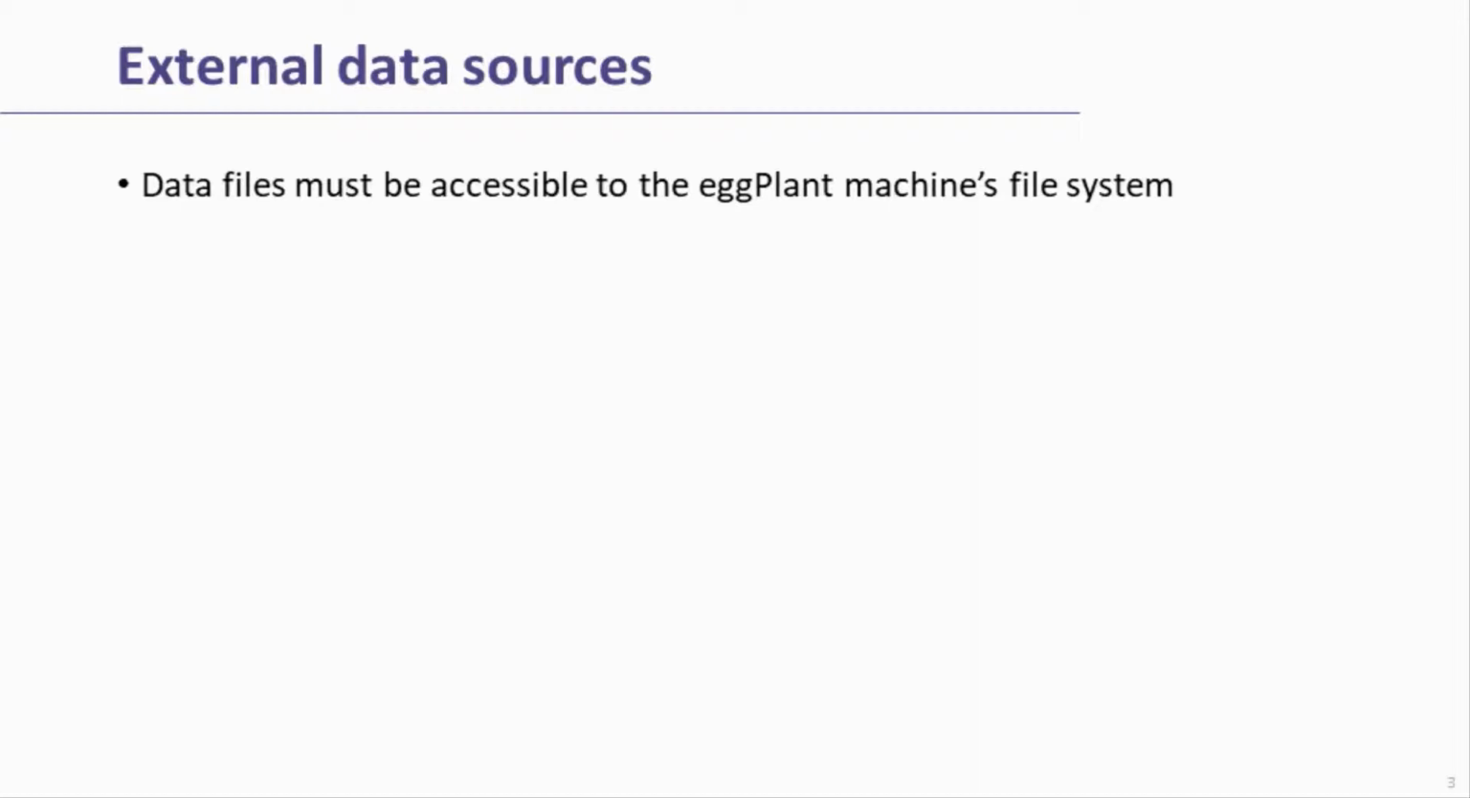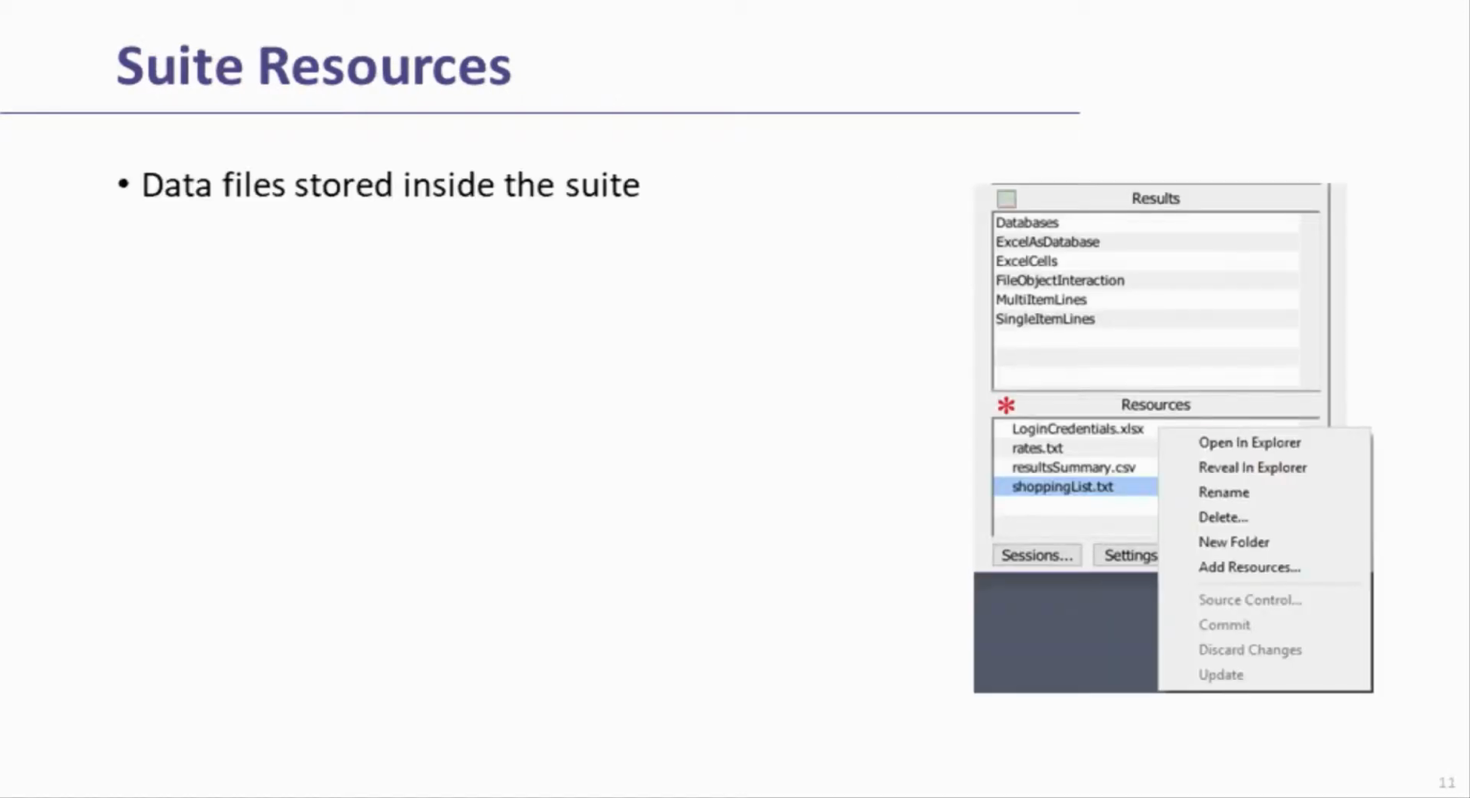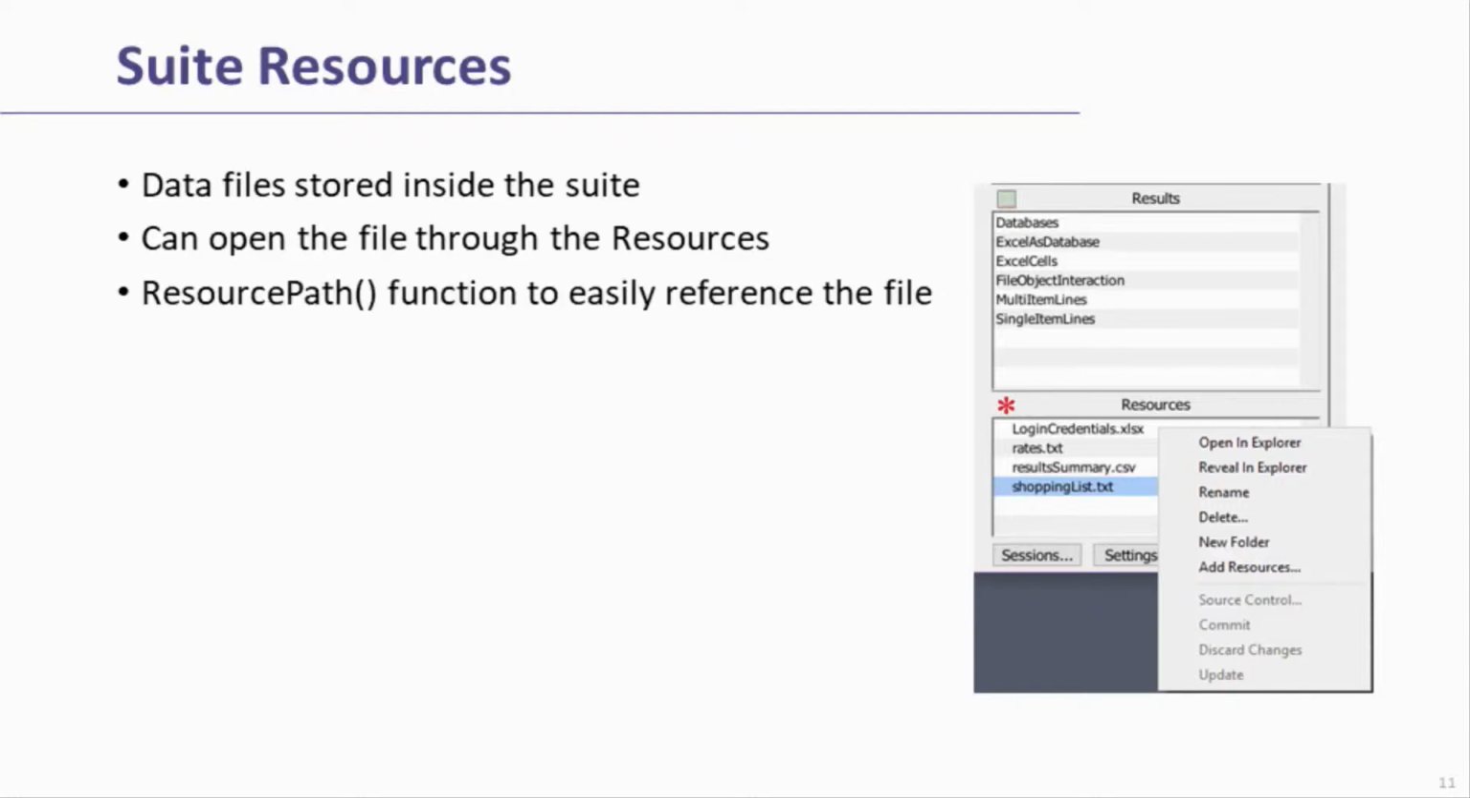When working with data files, the files must be located in a consistent location on the Eggplant machine's file system. Suite resources are an easy way to meet this requirement. The Suite Resources area allows storage of data files inside the suite itself, which means that when sharing a suite, its associated data files always go with it. The Resources interface makes viewing or editing data files quick, and the resource path function provides an easy, consistent method for referencing the data file within a script.